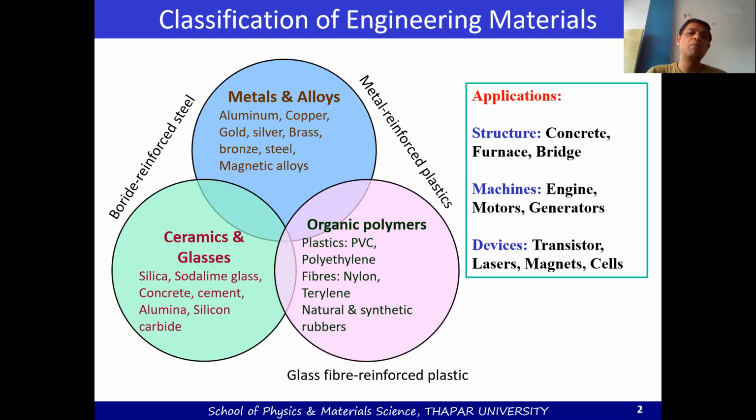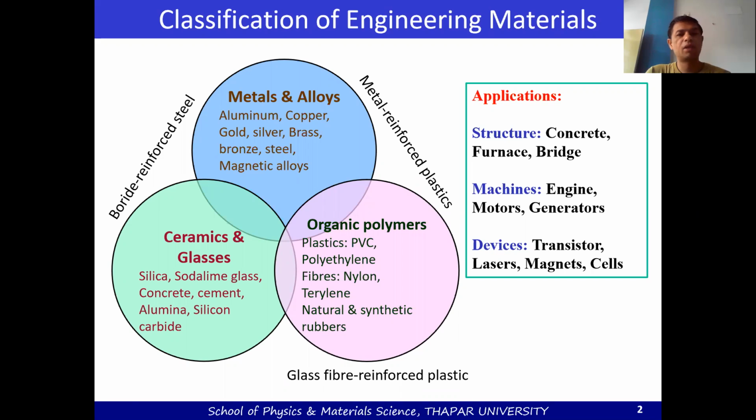Likewise, if I take one component from ceramic and the other one from the polymer class, I can have glass fiber reinforced plastic, and this is again a very lightweight material, but its mechanical strength is extremely high. Generally, this category of material is used to make high-speed boats and bullet shields. So this is one approach of classification.